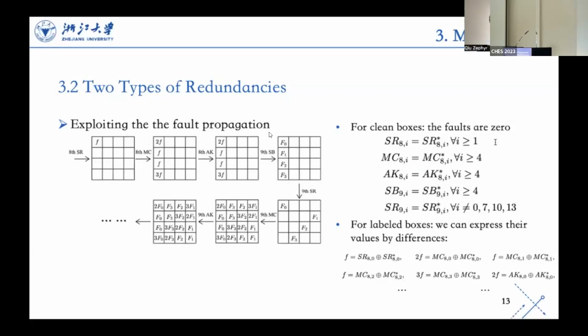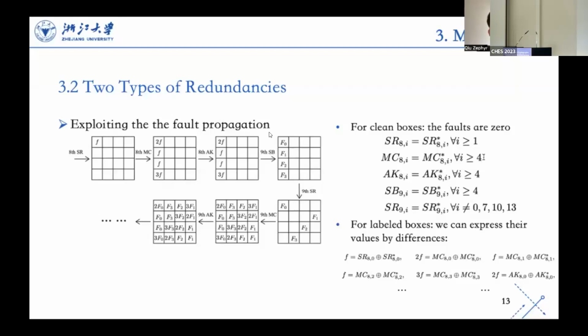The first type of redundancies are discovered by exploiting the fault propagation. Suppose a byte fault is injected into the output of the AES shift rows operation. We can obtain the figure of the fault propagation on the left. The faults before and after a linear layer are also linearly related. For example, if we denote the injected byte fault as F, we can find that the first column byte faults of the output of the AES mix columns operation are 2F, F, F, and 3F, where the multiplication happens on the finite field.